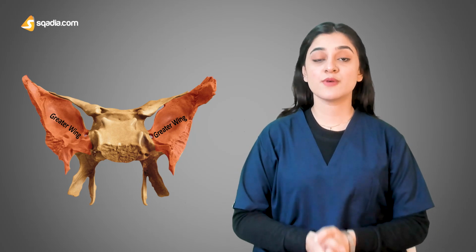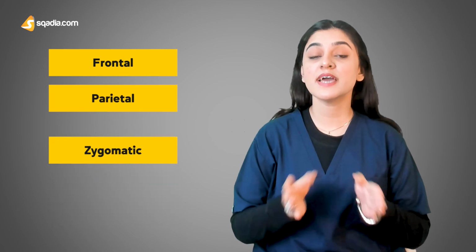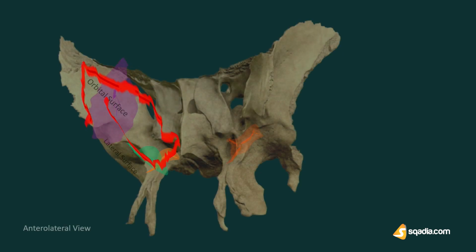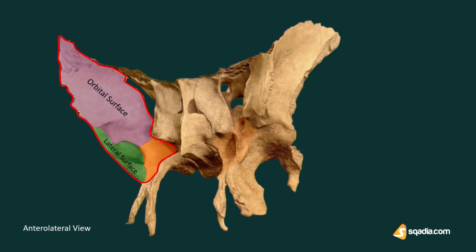Now we'll talk about the borders of the greater wing, which are frontal, parietal, zygomatic, and squamous. Now, as per the names given to these borders, the greater wing makes the posterior lateral margin with the squamous part of the temporal bone, calling it the squamous border. Secondly, it makes the anterior medial border with the zygomatic bone, and we call it the zygomatic border.